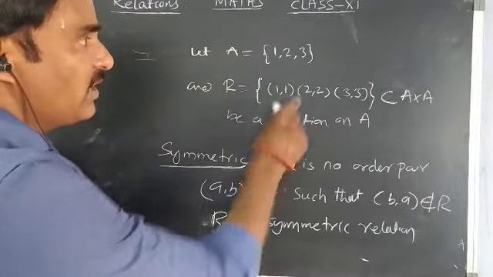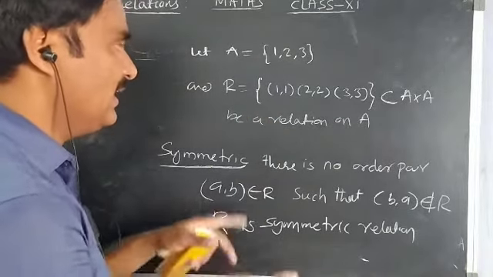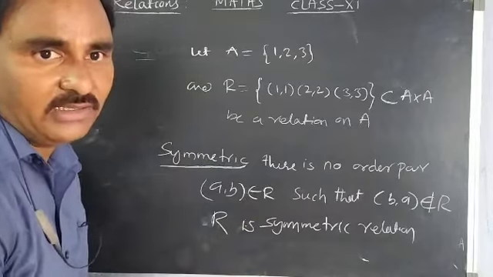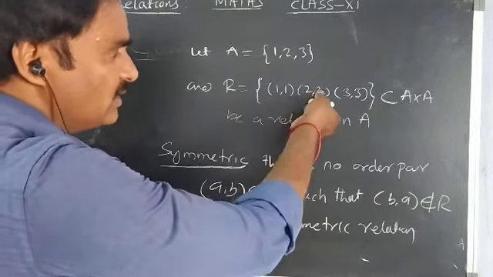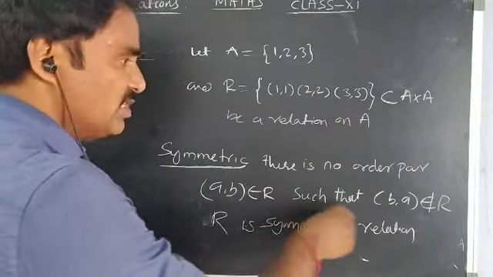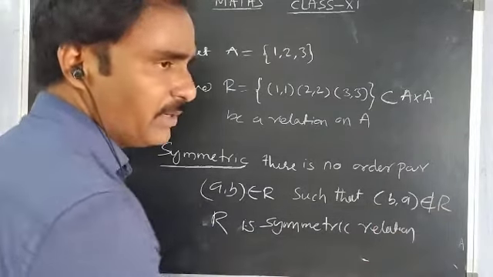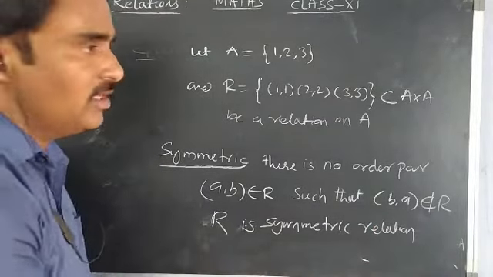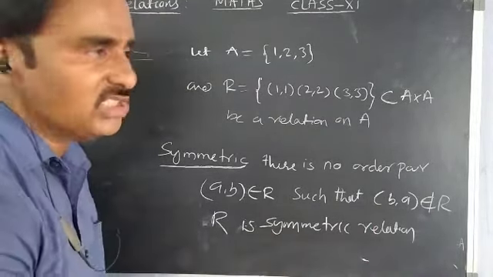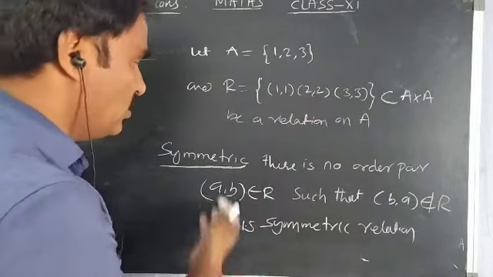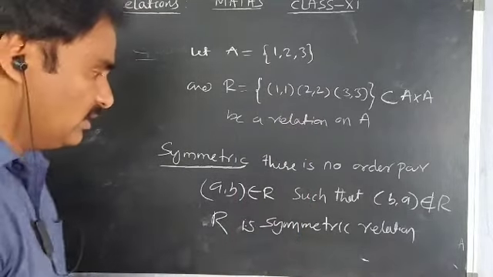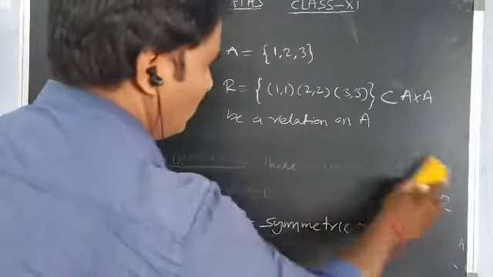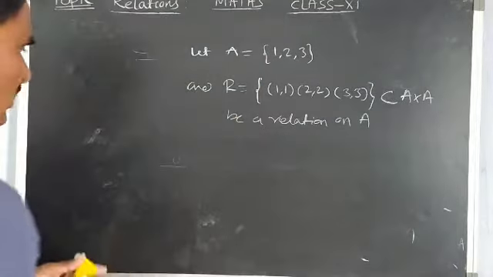If such ordered pairs do not exist, you can directly write that the symmetric property holds. If such an ordered pair exists, then I will interchange and check, and if that ordered pair exists, then I will write symmetric. But such ordered pairs do not exist in this relation, so directly you can write it is a symmetric relation. Now, transitive.